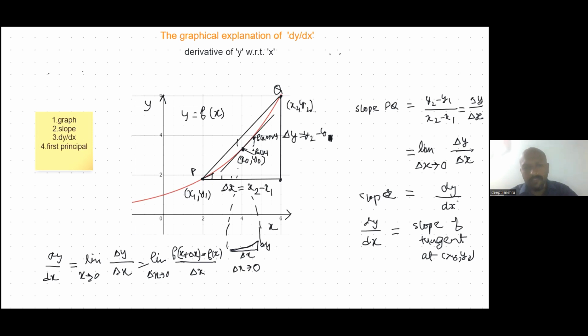I hope this explanation of the graphical representation of dy by dx will be helpful to you in understanding and appreciating derivatives further. So I will be ending this.